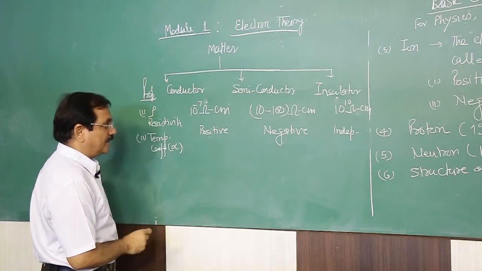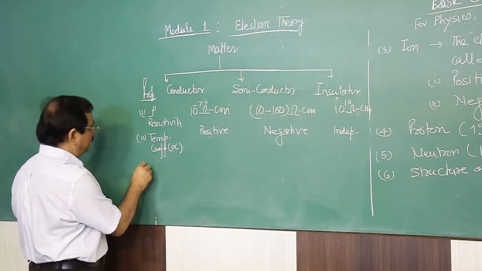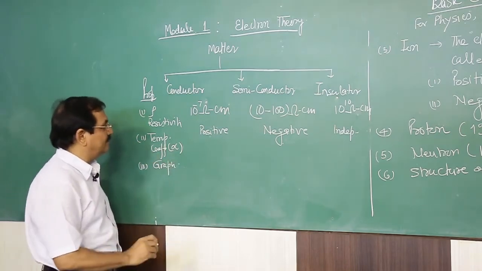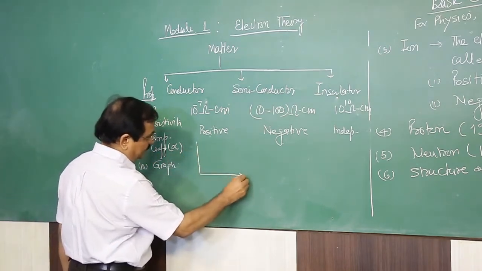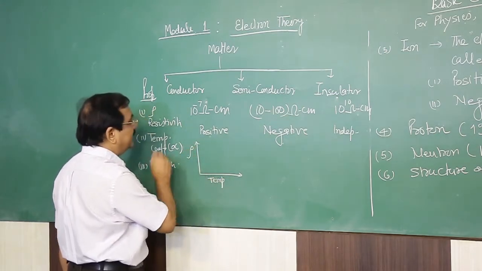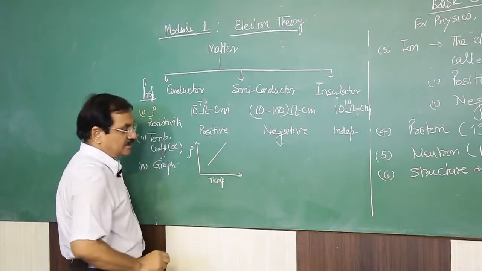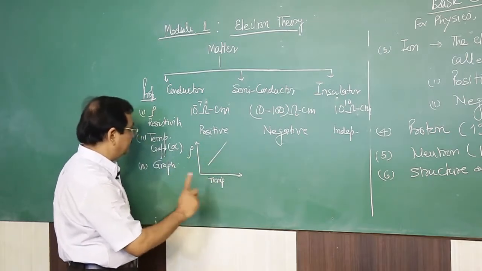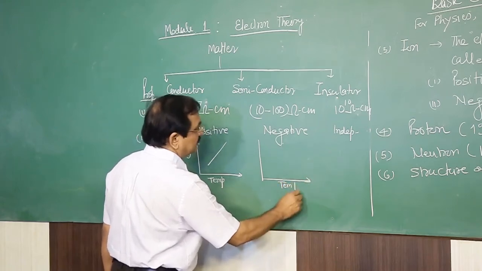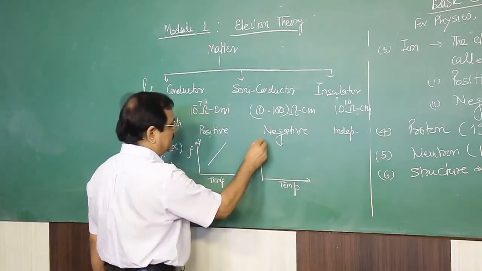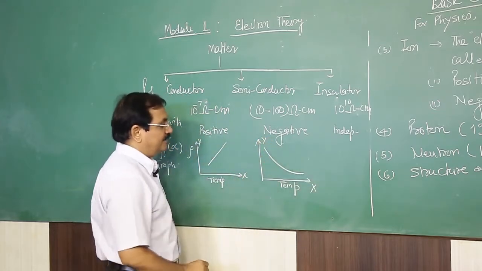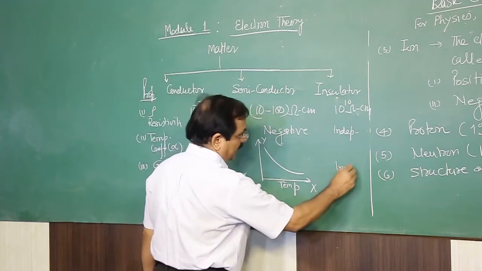It does not depend upon this. The graph of the variation, if we take this one as the temperature scale and here it is resistivity. So, this is the positive trend of the variation. Here it is temperature, this is the x axis, this is the y axis. So, on the basis of x and y axis, this is the negative trend and here it is again independent.